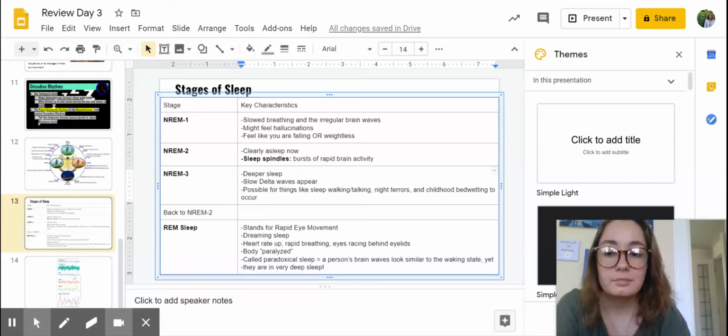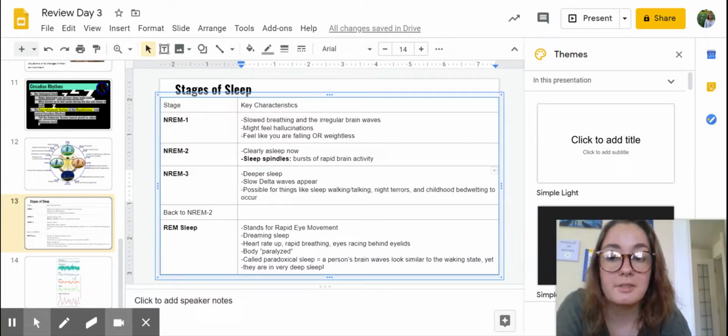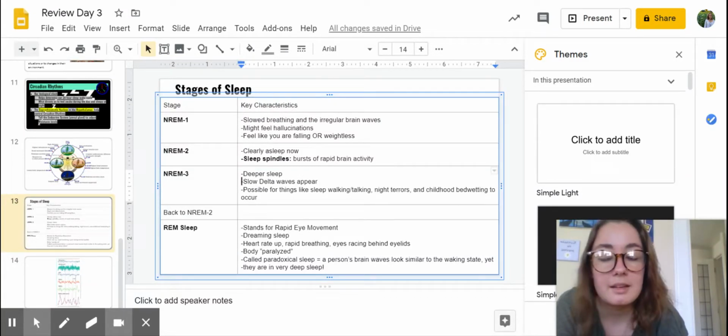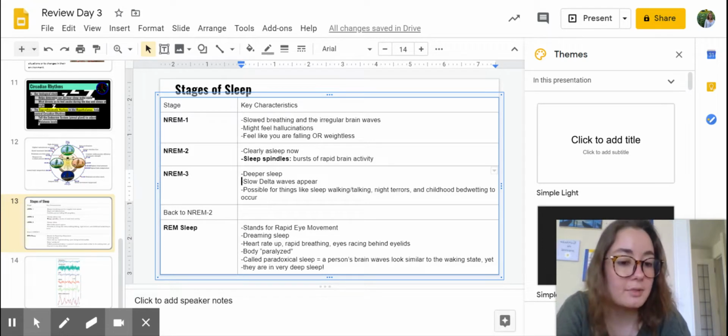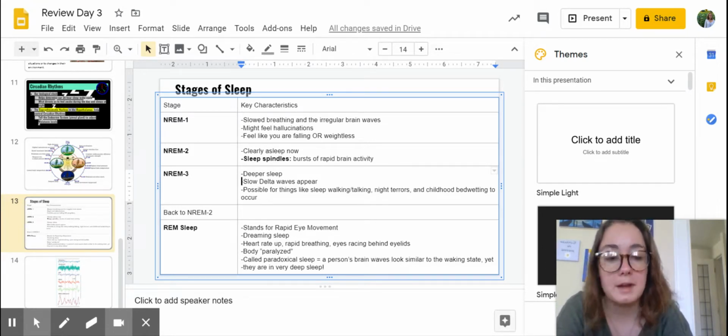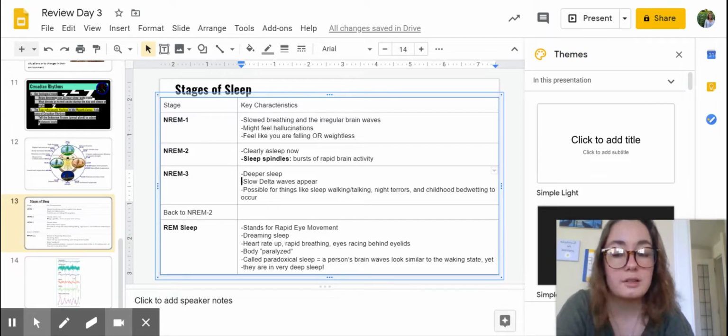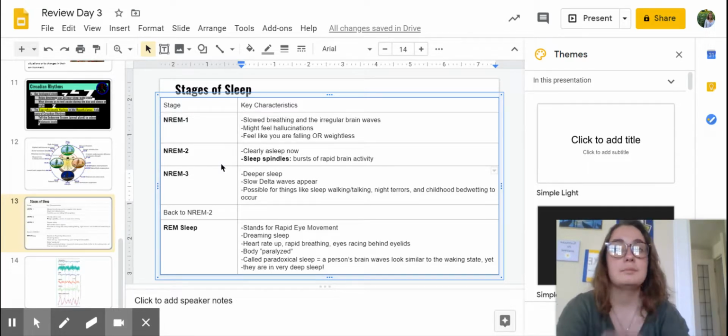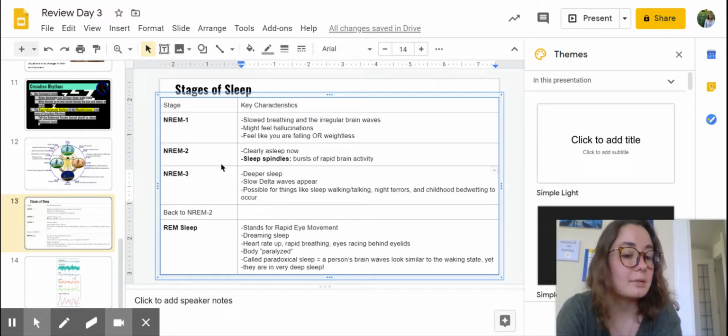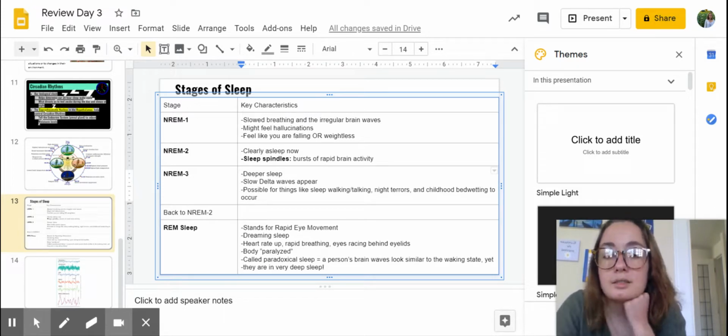Okay, so let's go over our stages of sleep. We have the 3 non-REM sleeps, and then we have REM sleep, which is a very different kind of stage. So remember, first, before I go over these, that this is a cycle. You might go through something like non-REM 2 or 3 multiple times during your 8 hours of sleep, your 8-hour sleep cycle. So let's get started.